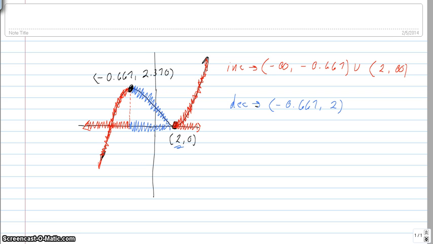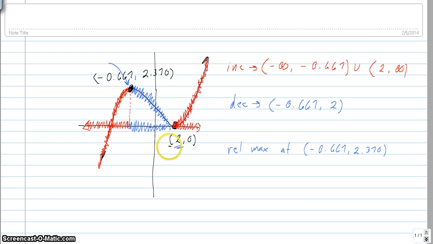And then let's see, if we just want to list where the relative maximum is, the relative maximum is at the high point. So this point right here would be a relative maximum. So we can just say there's a relative max at the point negative 0.667, 2.37.